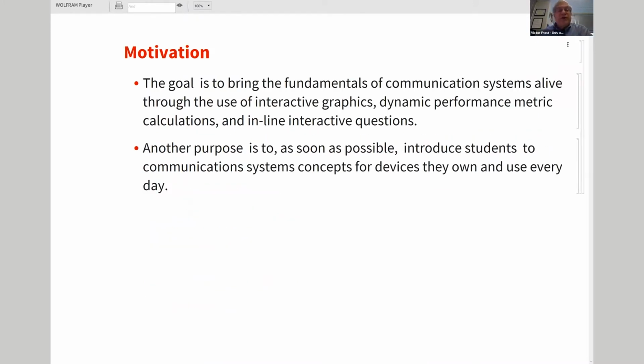So the motivation is to bring the fundamentals of communication systems alive using interactive graphics and dynamic performance metrics calculations in inline questions. Another purpose is to, as soon as possible in the course, introduce the students to concepts of communication systems that they can relate to, engage them into things that they use every day. And you'll see as I go along how we've done that.